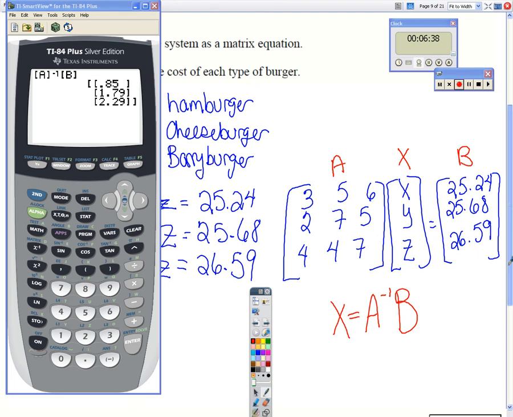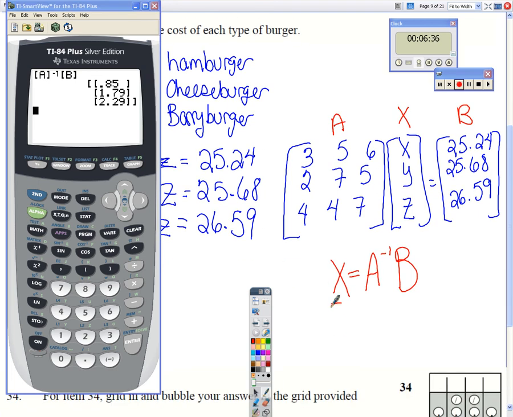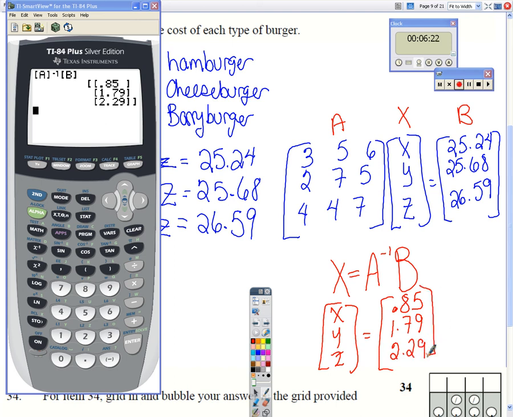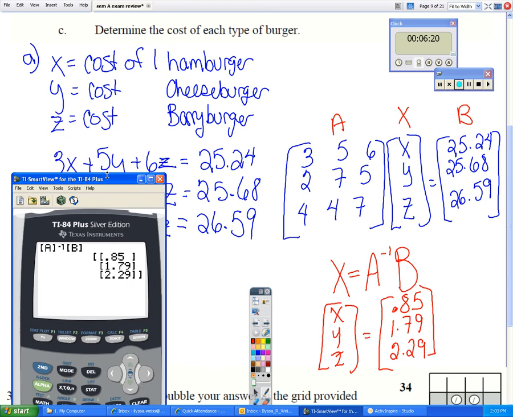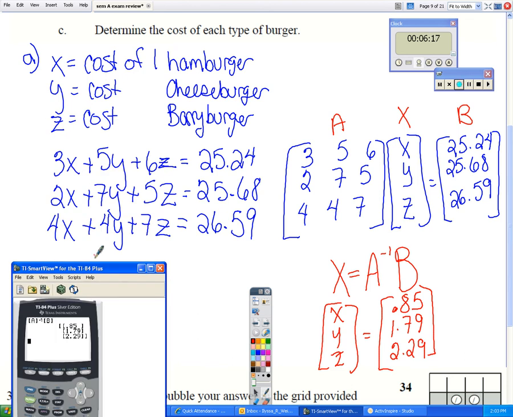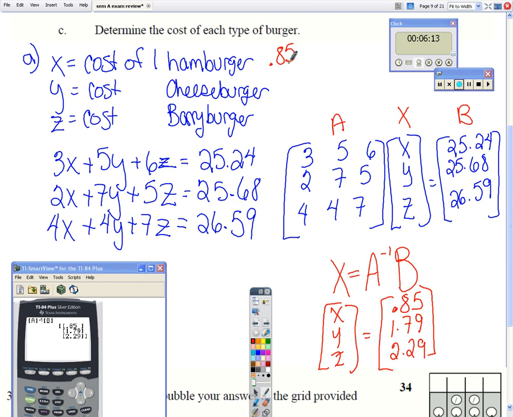So our resulting matrix, X, Y, Z, is 85 cents, $1.79, and $2.29. So looking at what the last part of the equation is, the cost of one hamburger is 85 cents, the cost of one cheeseburger is $1.79, and the cost of a berry burger is $2.29.